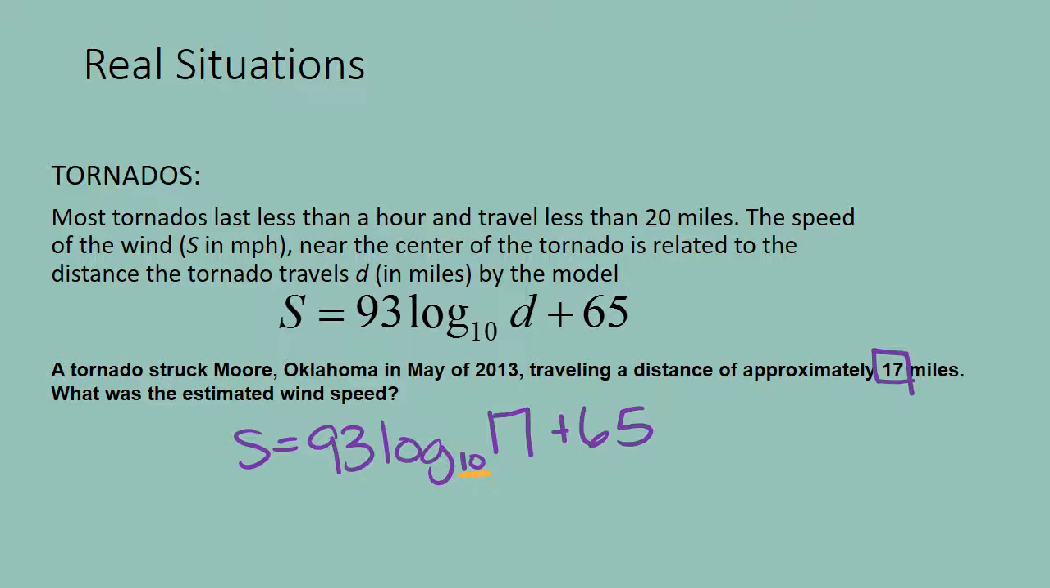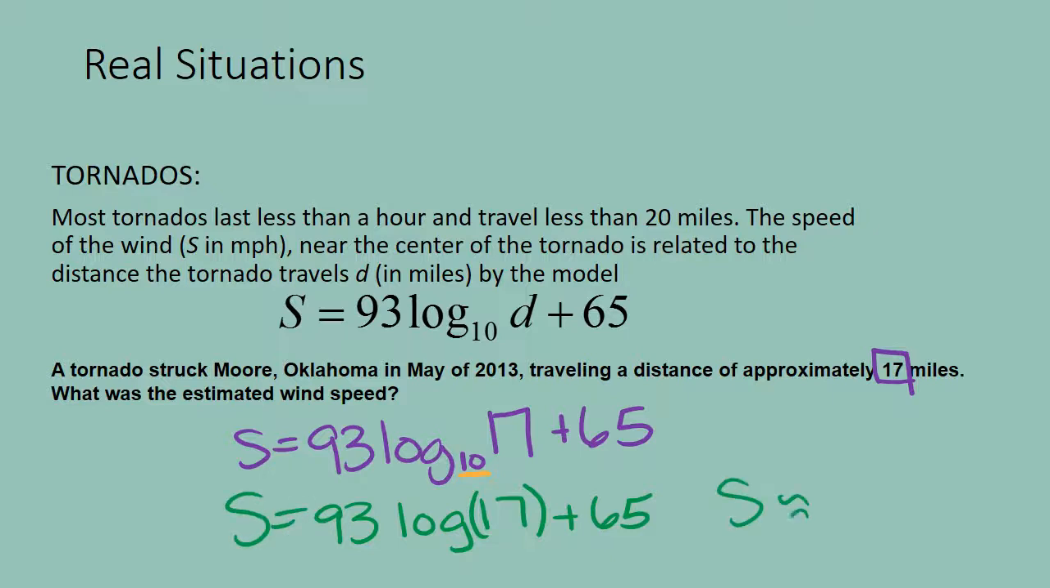So in my calculator, what I'm going to type in is 93 log 17. Now your calculator will start a parenthesis, so you should end it, plus the 65. If your calculator does not create a parenthesis for you, then you'll want to make sure to include parentheses because you're not adding 17 and 65. You should end up with an estimated speed of approximately 179 miles per hour.